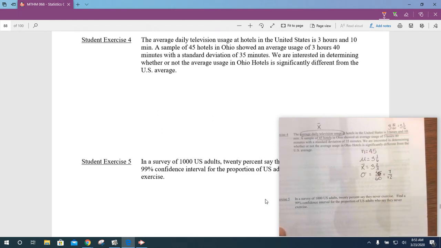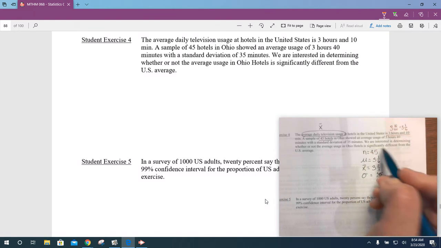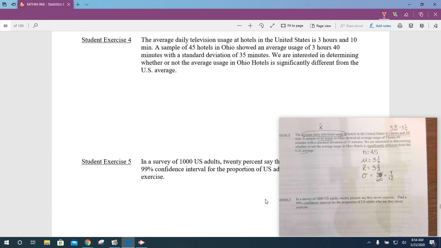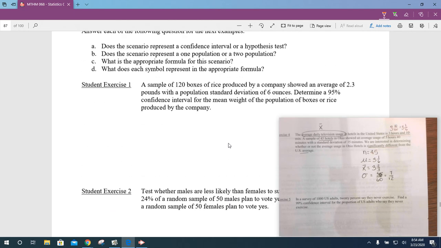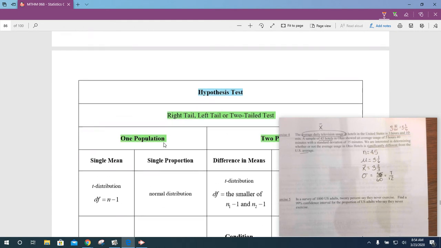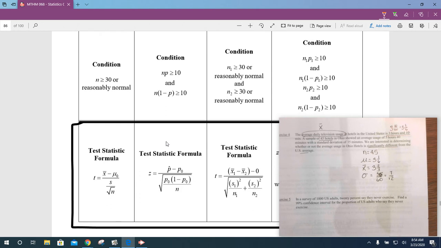So which formula are we going to use here? All right, well, first of all, it says we are interested in determining whether or not the average ozone dose is significantly different from the U.S. average. Are we significantly different from the U.S. average? So remember, we're going back up here, and we're talking about mean values. We're doing a statistical test, and we don't have two different means. We have a single test for a mean value.